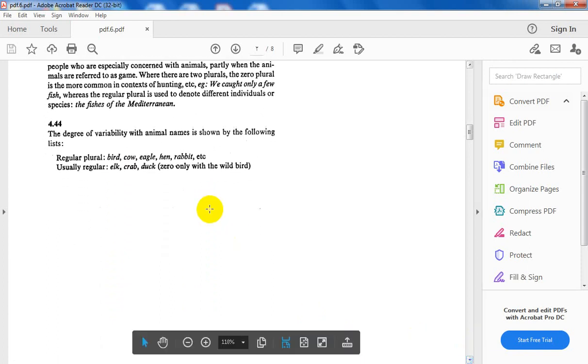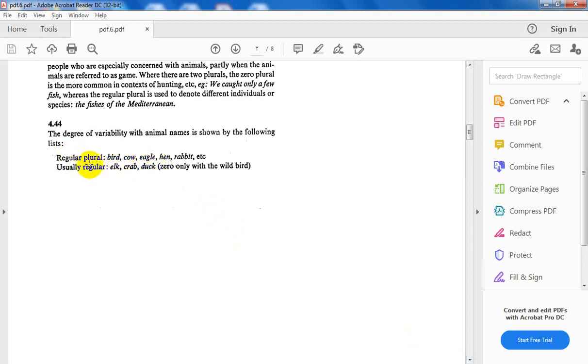So these animal names are pluralized in a regular way: bird, birds. Cow, cows. Eagle, eagles. Hen, hens. Rabbit, rabbits. Usually regular means they prefer to be regular. Partly, mostly regular: elk, elks. Crab, crabs. Duck, ducks. If they are wild birds, then zero.